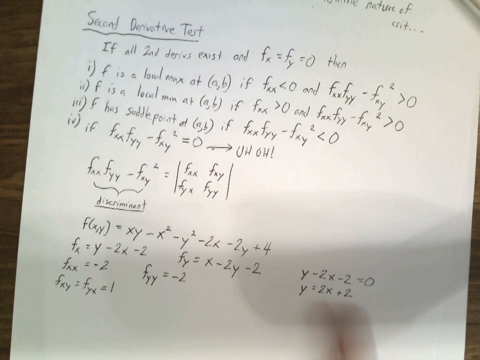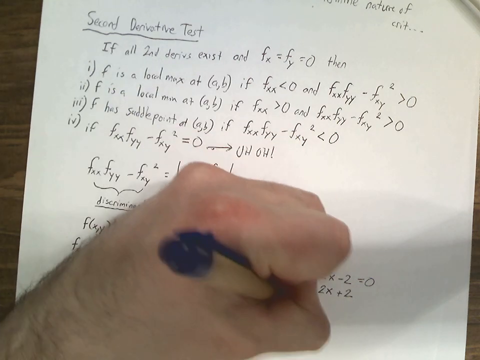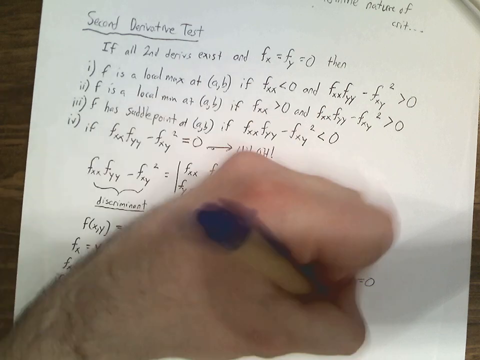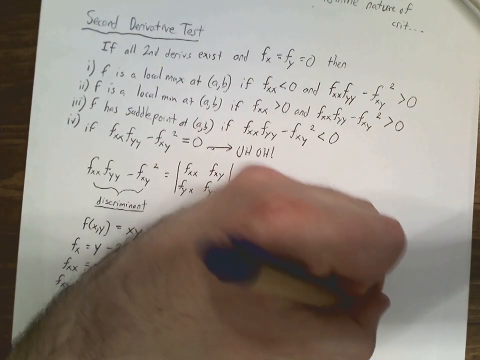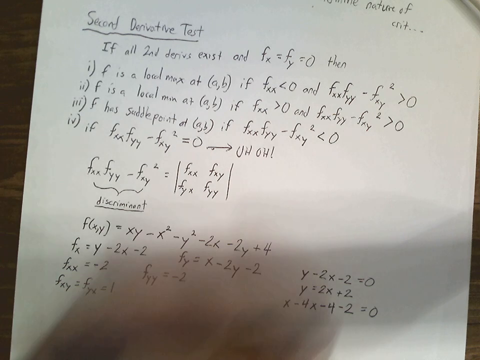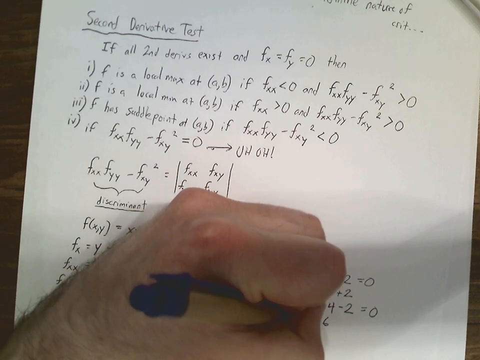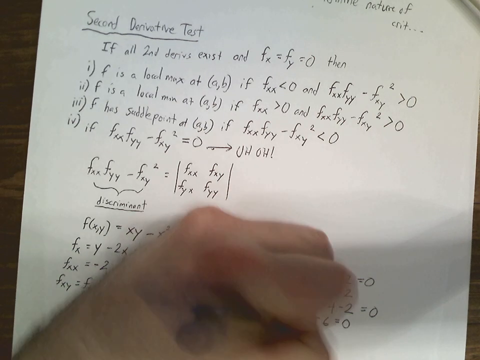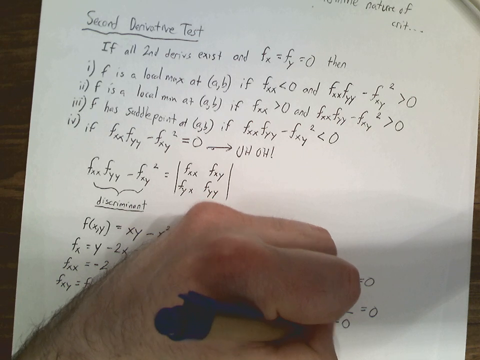I can plug that into the y derivative, setting it equal to 0, and I will get x minus 4x minus 4 minus 2 equals 0. So we get something like negative 3x minus 6 equals 0, or x will have to be equal to negative 2.